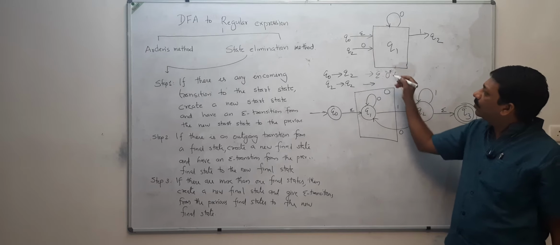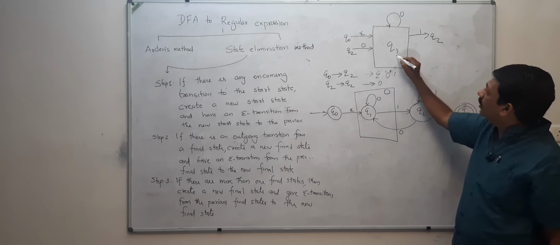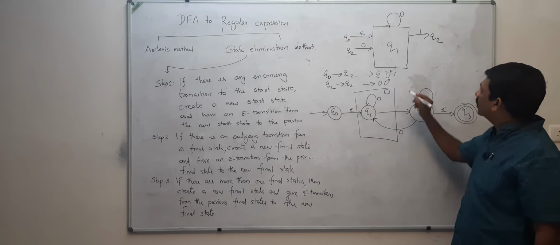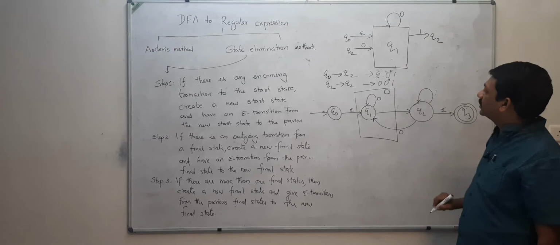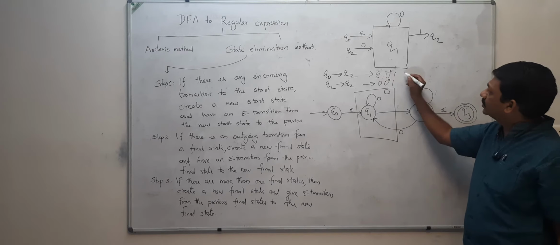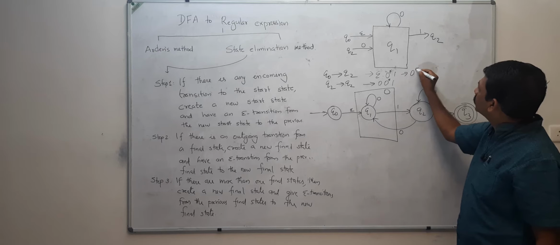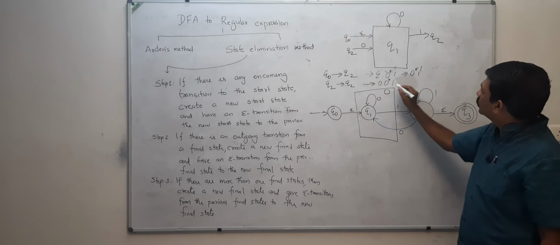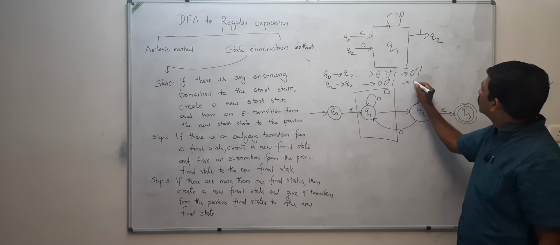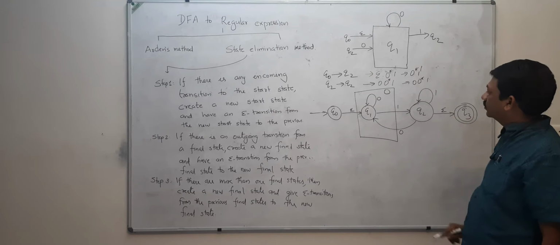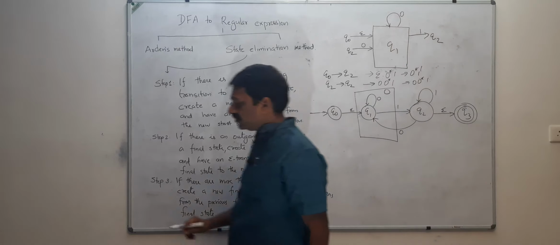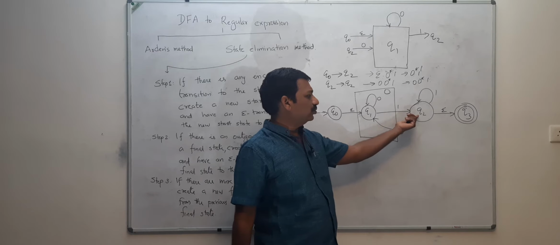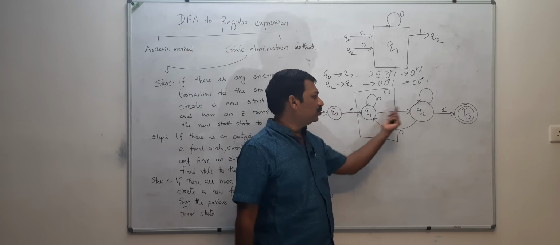Upon reading 0 it reaches Q1, and for 0 star it stays there, and on 1 it will exit to Q2. That means epsilon dot 0 star 1 is simply 0 star 1, and from Q2 to Q2 it is 0 star 1. That means there is a path from Q0 to Q2 and there is a path from Q2 to Q2.